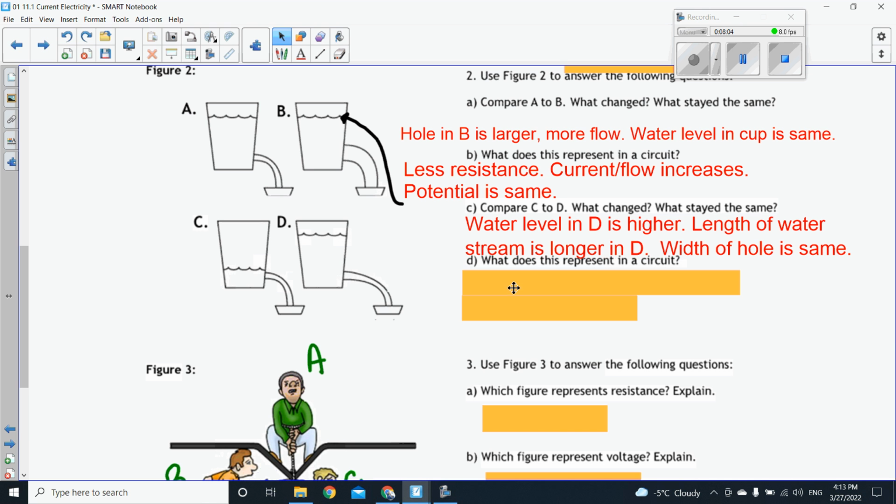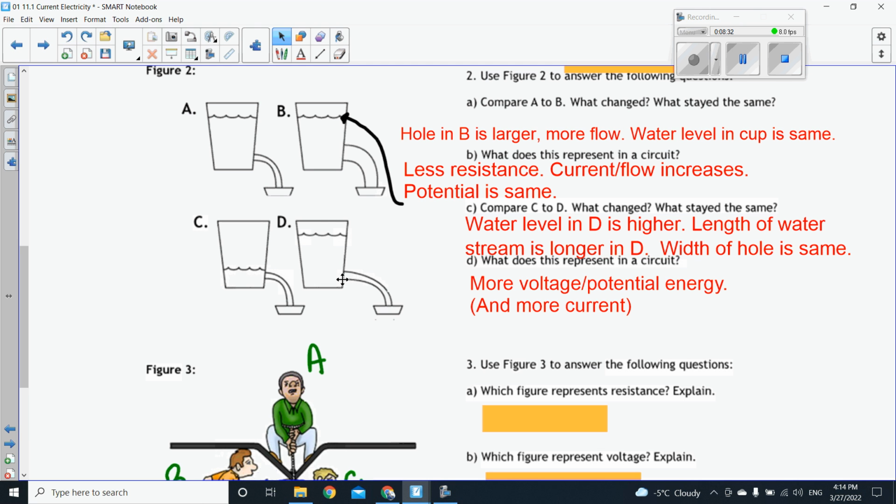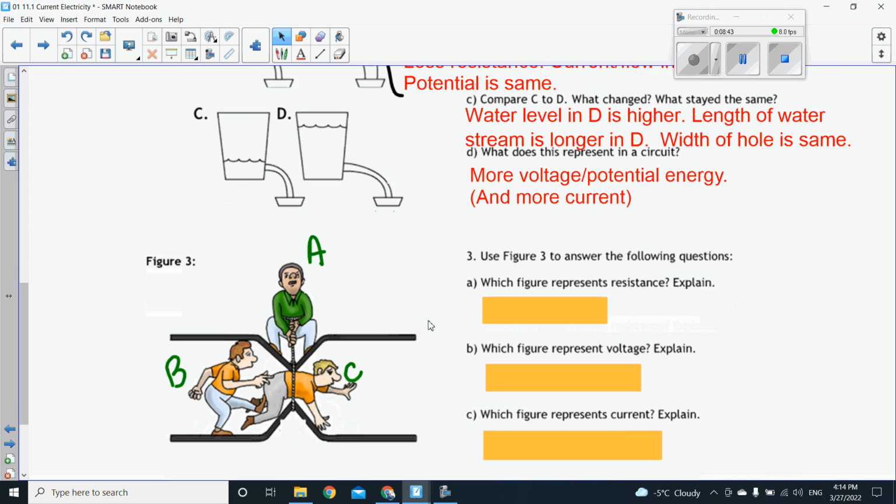So what does this represent in a circuit? It represents more voltage or potential energy. Imagine the pressure pushing down on this water flow. The pressure will be very low over here, whereas over here, because it's higher, there's more voltage or potential energy, and so the stream flows longer. Because there's more voltage, there's also going to be more current.